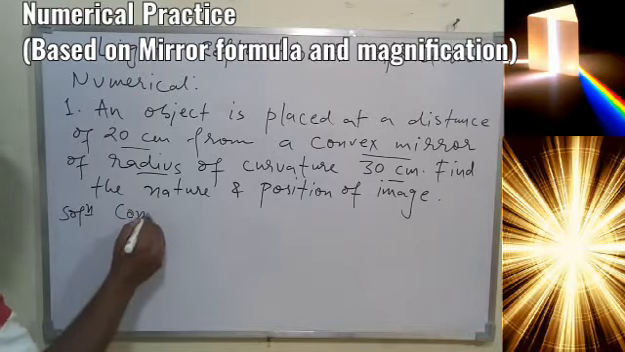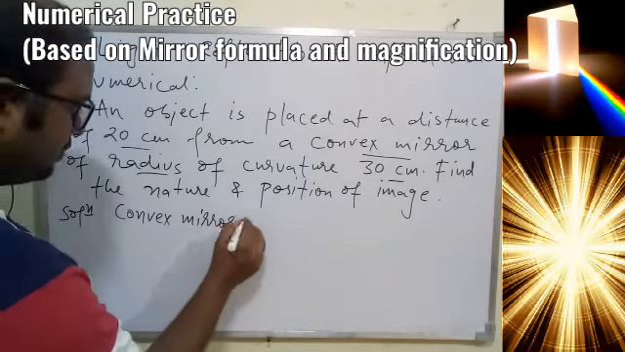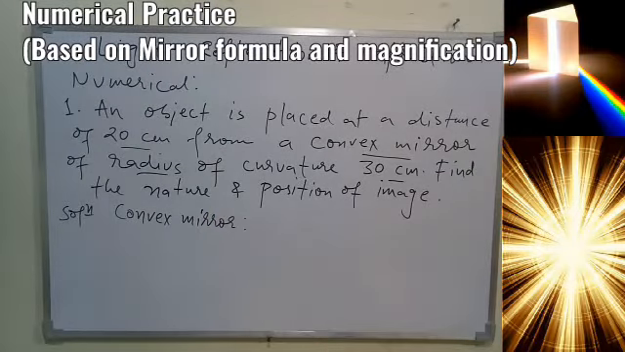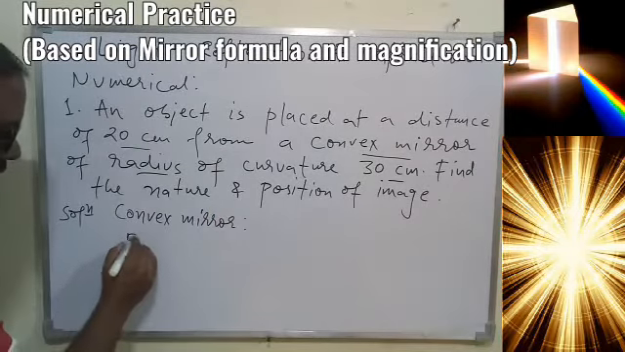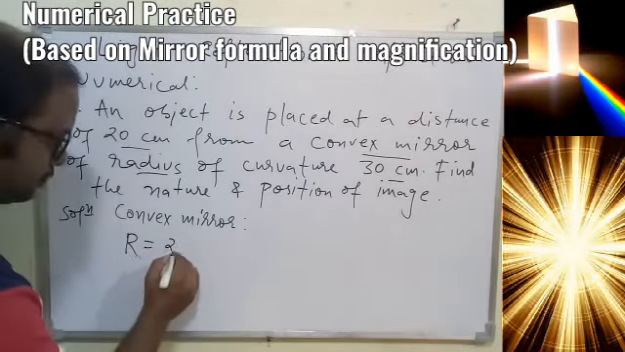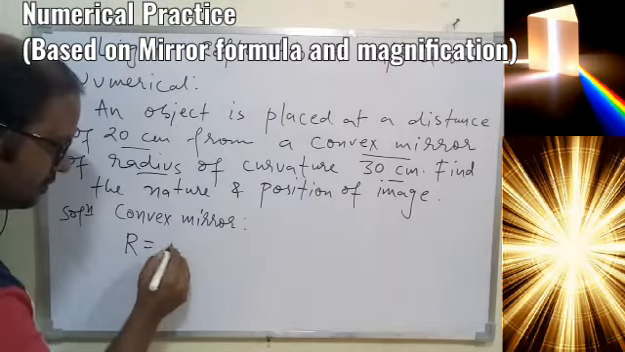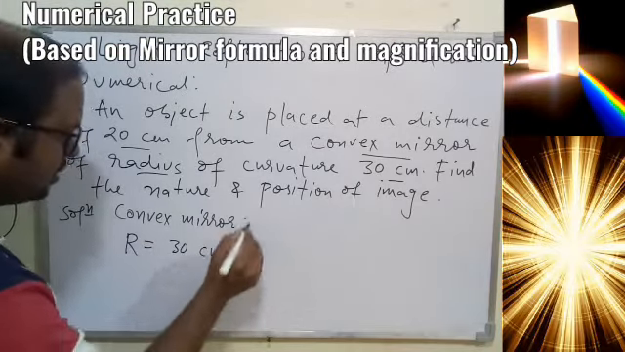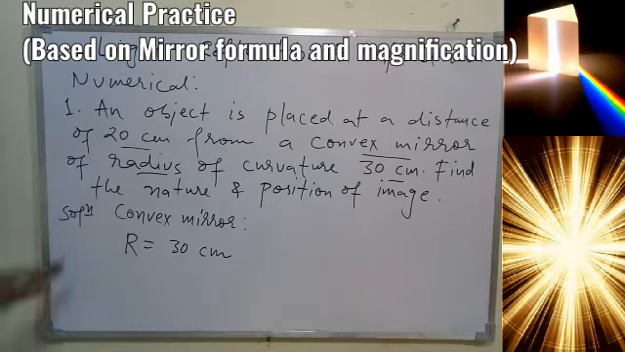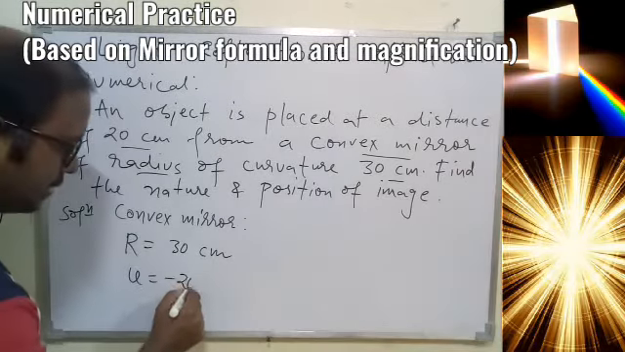So again let's write down what things are given to us. We have a convex mirror. Very first write down this one. Then we are given the radius of curvature, that is R, how much? Sorry, 30 centimeter. And the object distance is also given. That is how much? 20. And we always take this as negative.